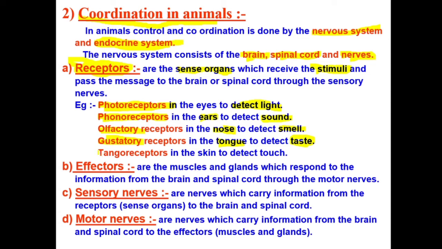Next, what do we have? We have tango receptors. Where are they located? They are located all over our skin, and they help to detect touch. So, five types of receptors we have studied. Photoreceptors detect light. Phonoreceptors detect sound. Olfactory receptors detect smell. Gustatory receptors detect taste. Tango receptors detect touch.